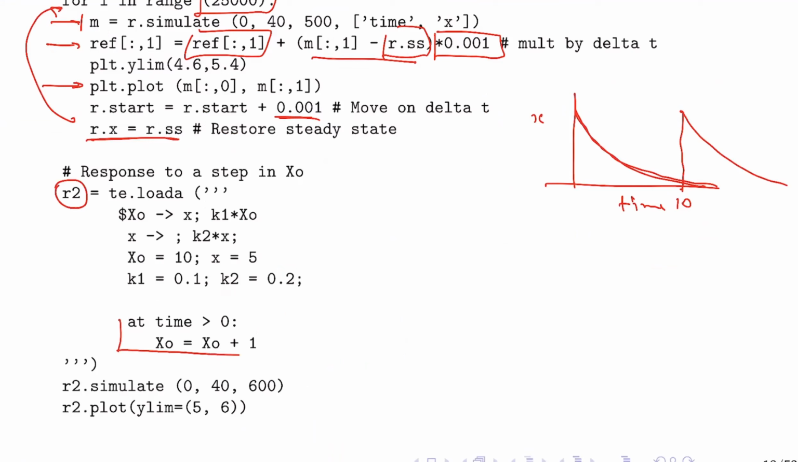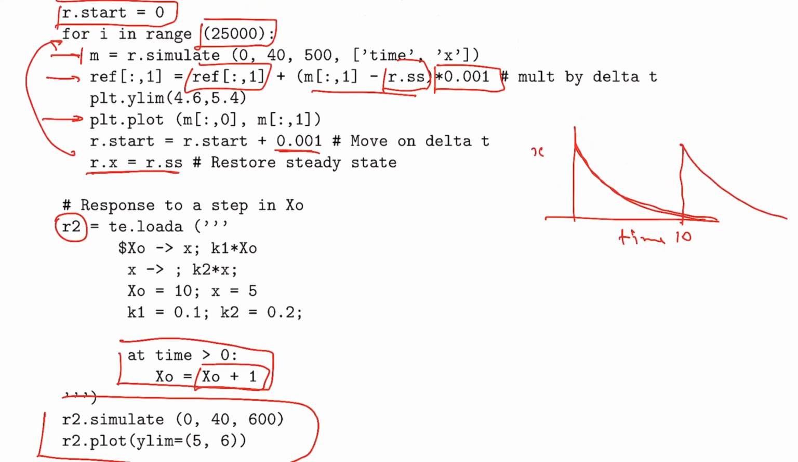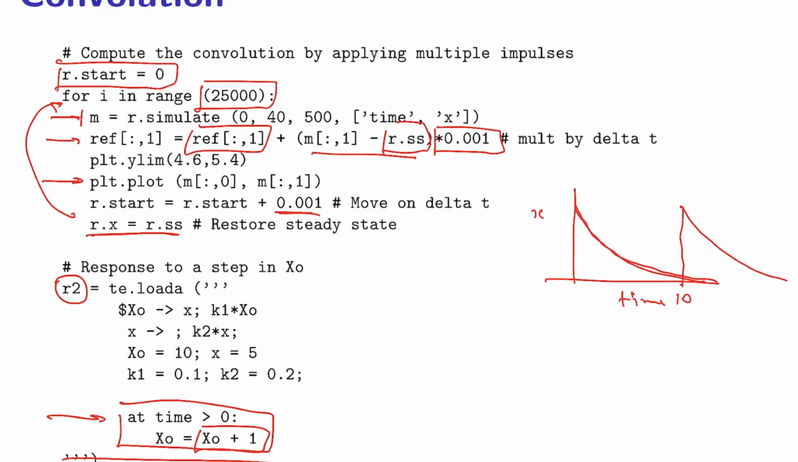This time I'm going to simulate an actual step input. So for time greater than 0, I'll bump x0 up by 1. That's effectively a unit step input, and that's the same as if I applied a whole series of unit impulses. I'm just doing this for comparison. I want to compare how an actual step, the usual way we do a step input, compared to actually doing the convolution.